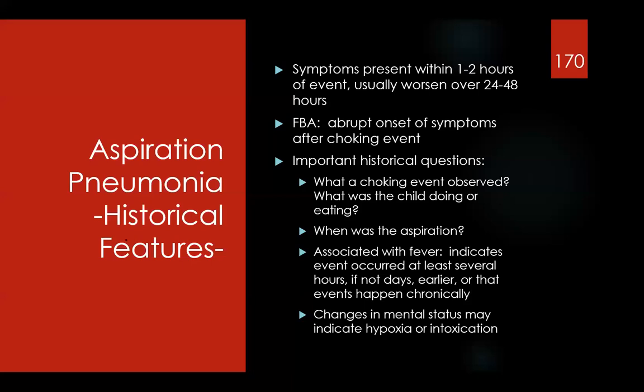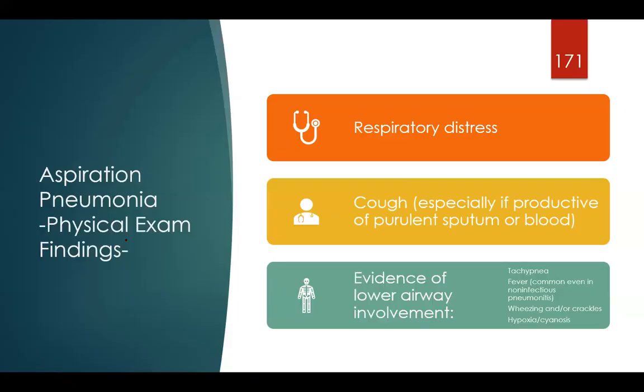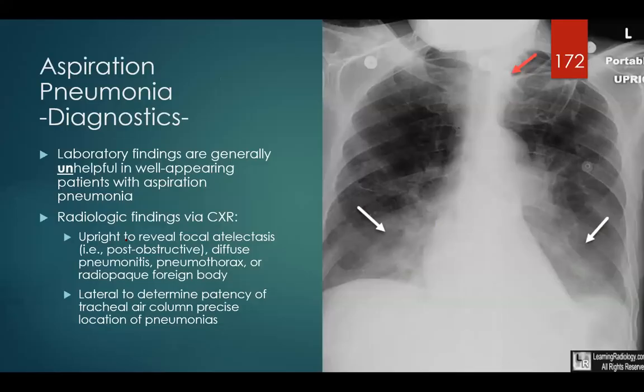Some key history here is what kind of event was witnessed? Did you see the child eat something? When was it aspirated? Was there a fever? That indicates it had been there for quite some time. And are there any mental status changes? Respiratory distress may be present with aspiration pneumonia. There's also going to be a cough, especially if productive or purulent sputum or blood. Evidence of lower airway involvement includes tachypnea, fever, pneumonitis, wheezing or crackles, hypoxia, or cyanosis.